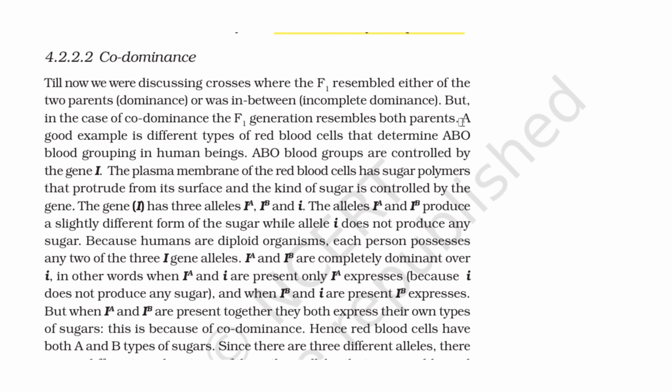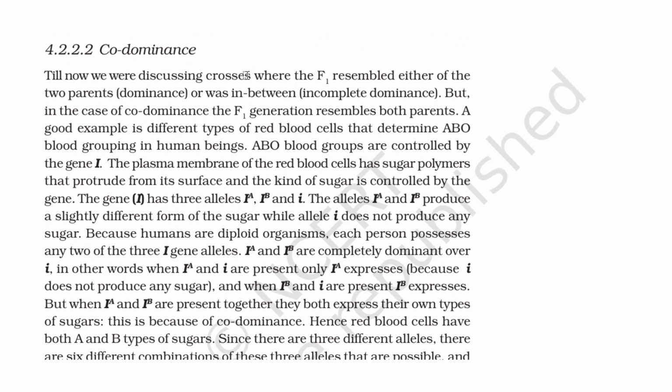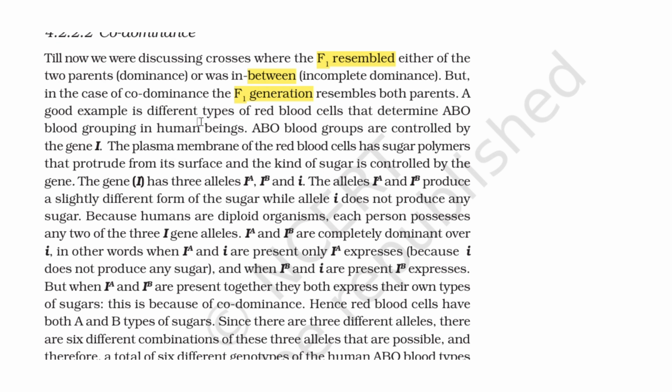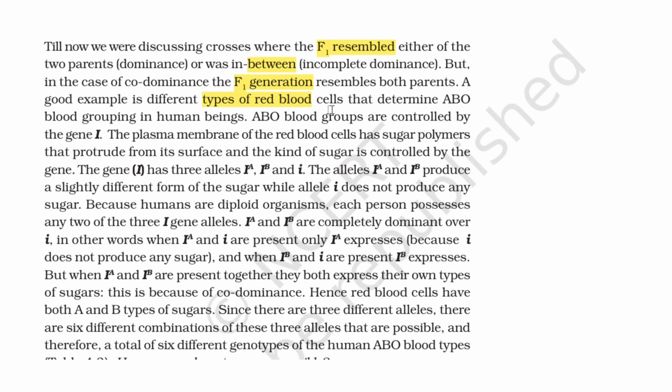Codominance. Till now we were discussing crosses where the F1 resembled either of the 2 parents, dominance, or was in between, incomplete dominance. But, in the case of codominance, the F1 generation resembles both parents. A good example is different types of red blood cells that determine ABO blood grouping in human beings.